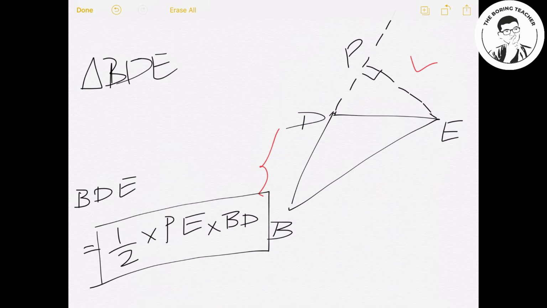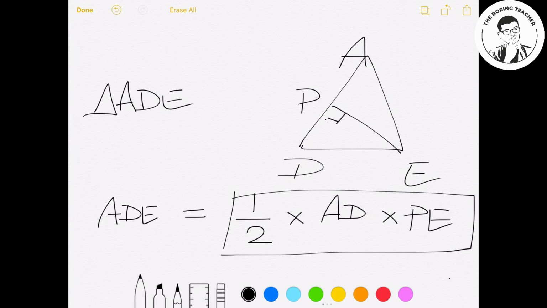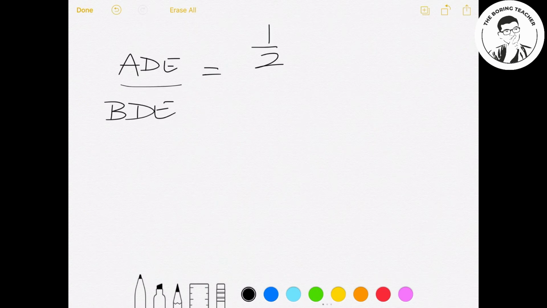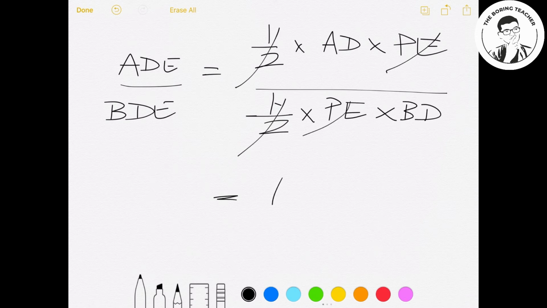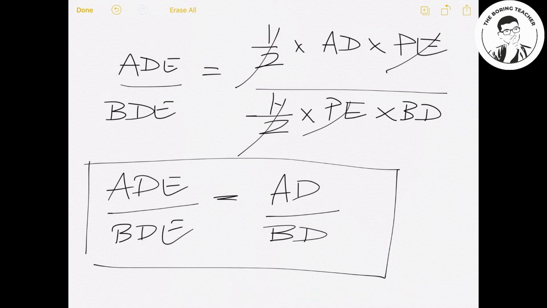Again, we will remember this: half into PE into BD, and the area of triangle ADE is half into AD into PE. Now let us take a ratio of the area of these two triangles. ADE upon BDE is equal to half multiplied by AD multiplied by PE, divided by half multiplied by PE multiplied by BD. Half PE gets cancelled, so we now have AD upon BD. ADE upon BDE is equal to AD upon BD.